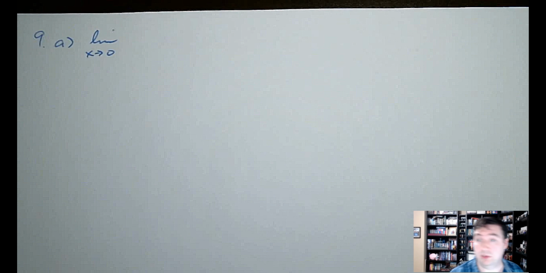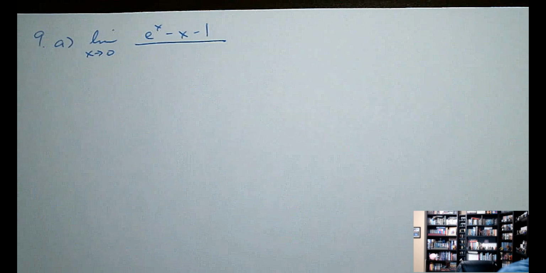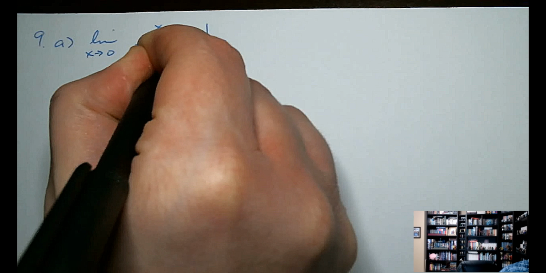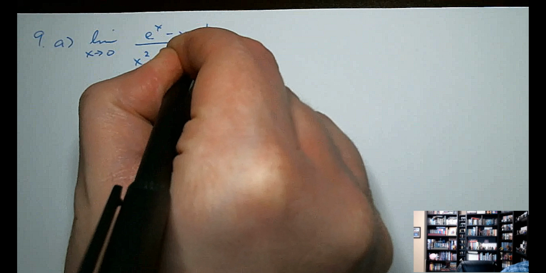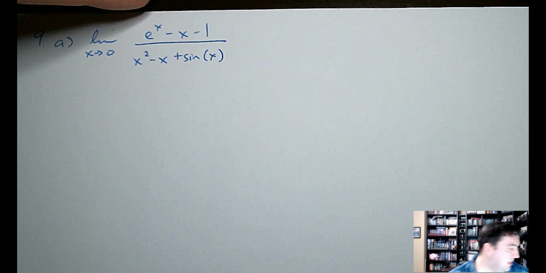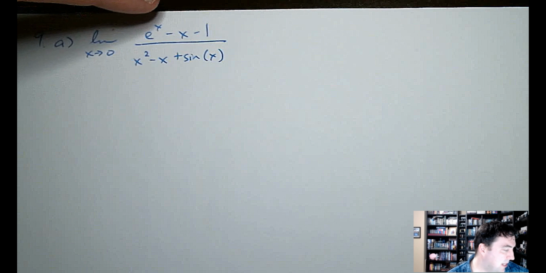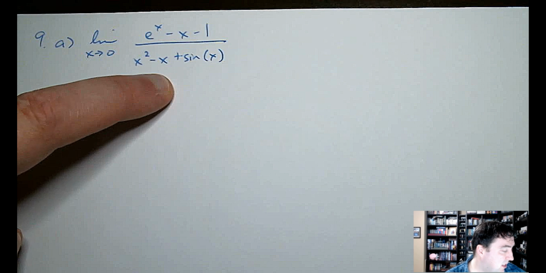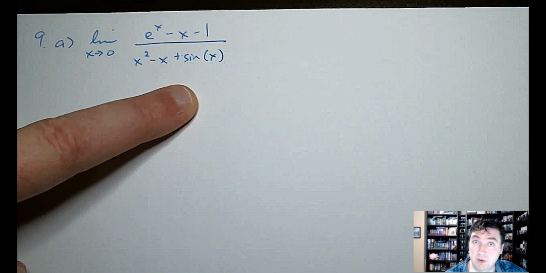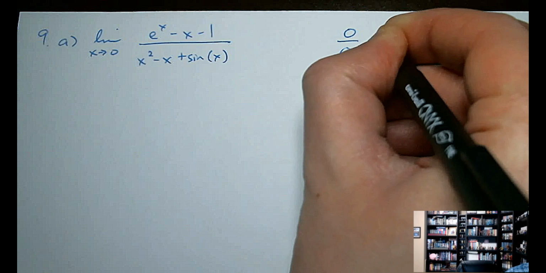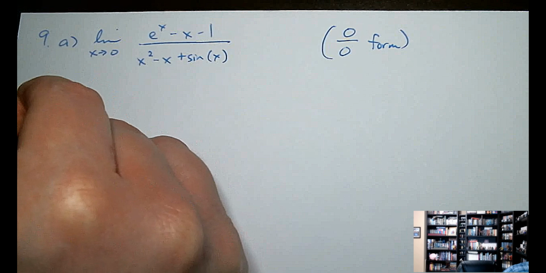So for part A, we've got the limit as x goes to 0 of e to the x minus 1 divided by x squared minus x plus sine x. And so by direct substitution, we've got e to the 0 minus 1, that's 1 minus 1, which is 0 on top, and 0 minus 0 plus the sine of 0, which is 0 on the bottom. So yes, that is a 0 over 0 form, and therefore we can use L'Hopital's rule.